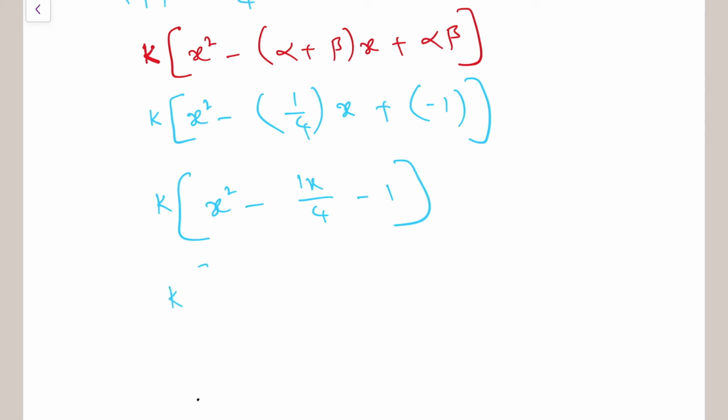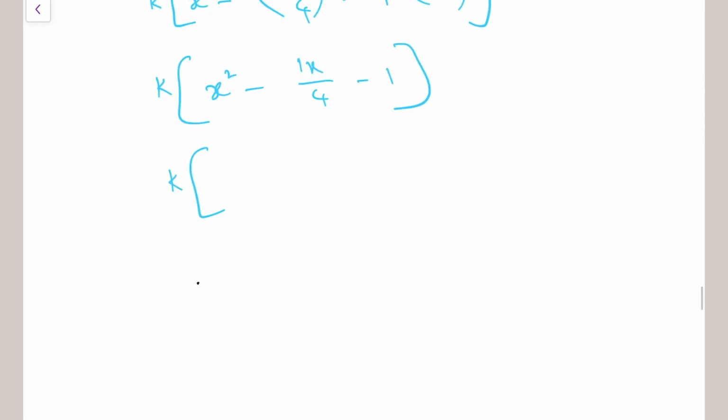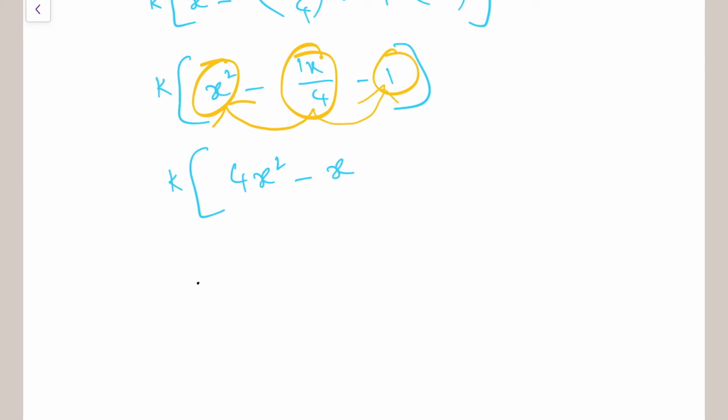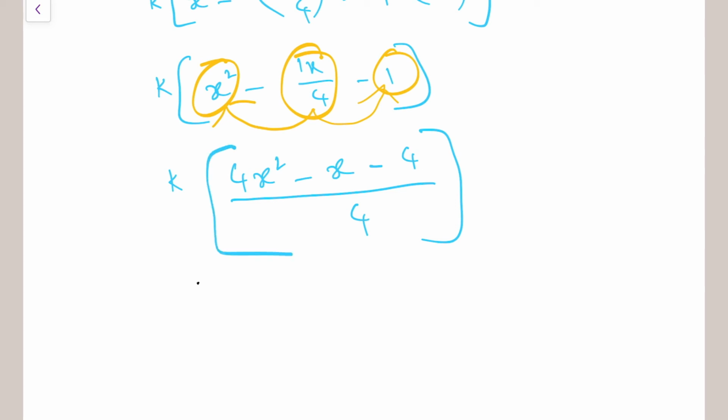Now k into, here for the first term the denominator is not there, for the last term also the denominator is not there, but for the second term the denominator is there, right? So that denominator you multiply here. 4 into x square becomes 4x square, minus as it is, x as it is. Again the same denominator you multiply to this last term also, minus 1 4s are 4, whole divided by 4 now, because every term I am multiplying with 4 also, right? So that's why for all the terms divided by 4 will come.